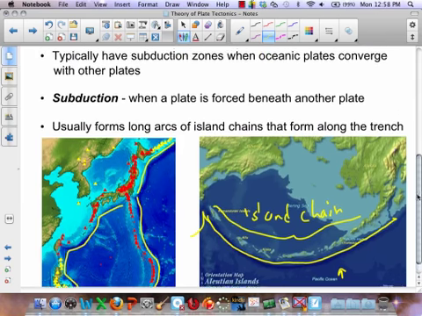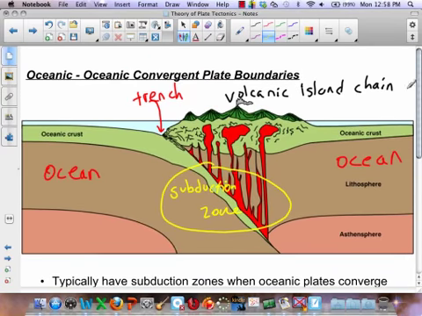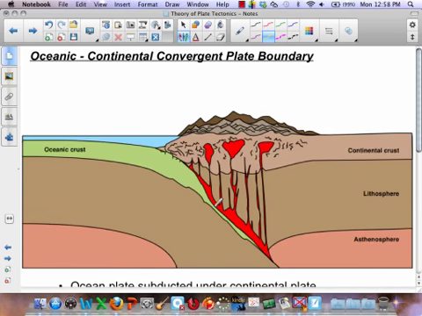Alright, now let's go into some logic here. Suppose this wasn't ocean. What if that was continental? How would this be different if that was continental crust? Those wouldn't be islands. What would we call those? Volcanoes. Yeah, volcanic mountain chains. And that's basically the only difference. Same exact setup. We still have our trench. We still have volcanoes, but now they're no longer islands. They're now mountains.